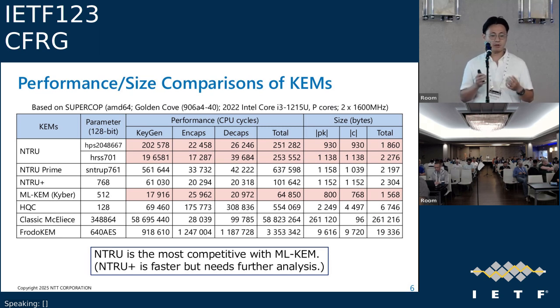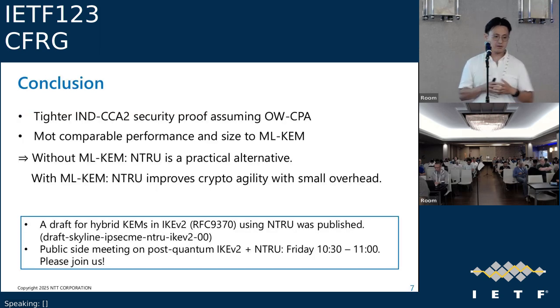This is the performance and size comparison. This is a SUPERCOP measurement. Among these KEMs, ML-KEM is the best in terms of the total CPU cycles of keygen, encaps, and decaps. Actually, NTRU Plus is second. However, as I mentioned, it's under analysis. So NTRU is the second among these KEMs. So this is the conclusion.